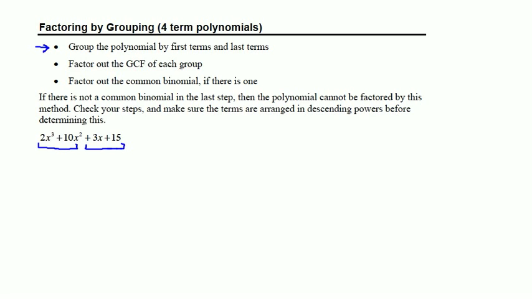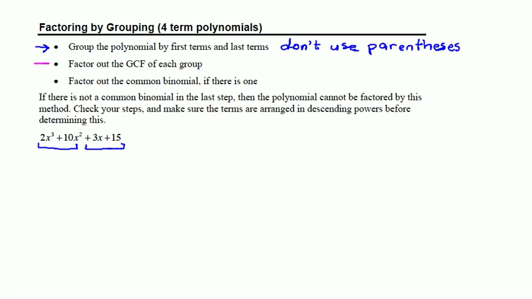Parentheses almost always change the meaning of the polynomial, and they make it look as though it's factored, when really all we're doing is making ourselves look at two terms at a time. So don't use parentheses for this step, just underline the terms in groups. The next step is to factor out the GCF of each group.